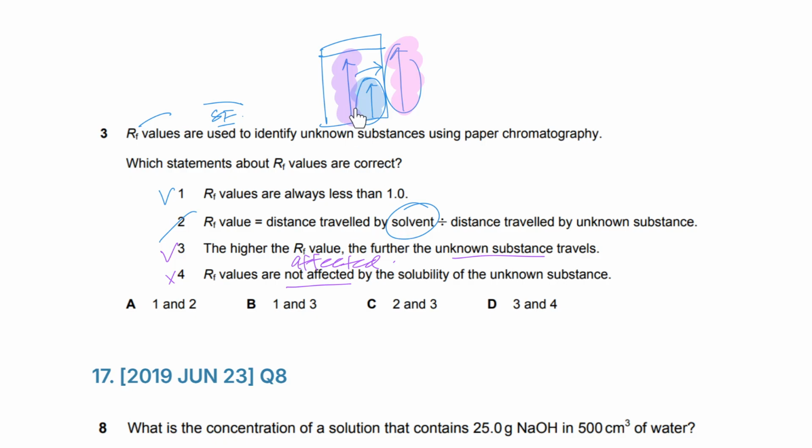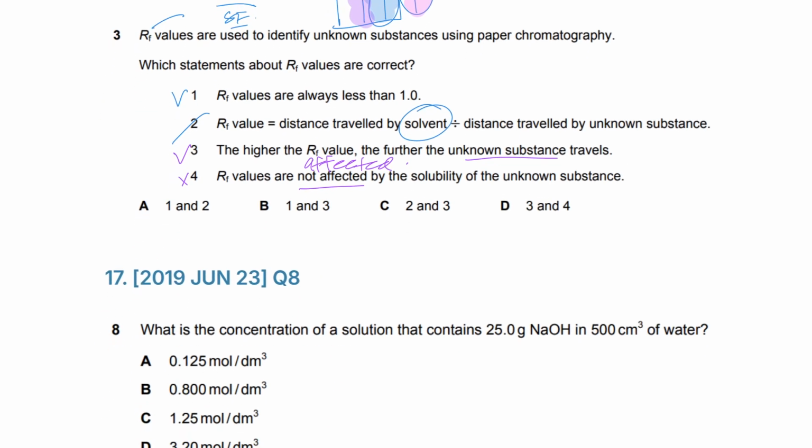If a substance is more soluble in a particular solvent, the RF value is going to be larger. But if a substance is less soluble in a particular solvent, the RF value is going to be lower, right? So you need to understand that it is in fact affected by solubility. And you learn more about this in A2 chemistry when you talk about the mobile phase and the stationary phase, how the attraction between the solvent and the substance and the paper actually dictates how far it will travel. So you learn more about this in A2, but for now you just need to know this. So it's 1 and 3. B is the correct option.